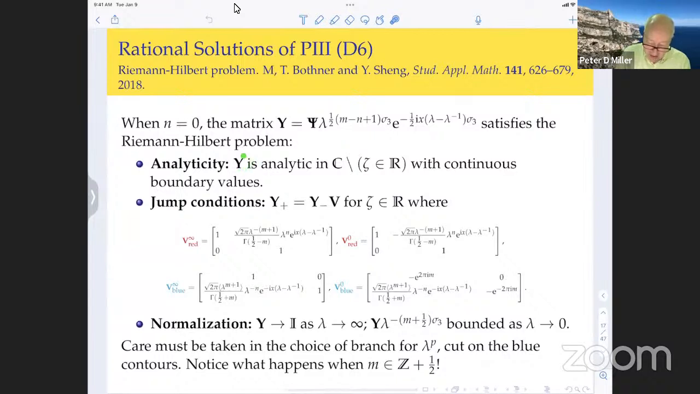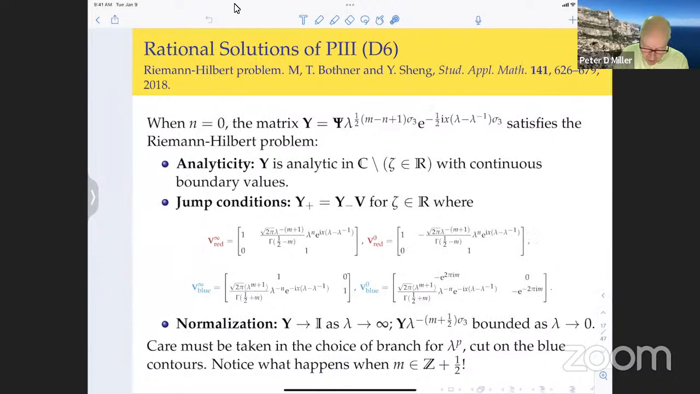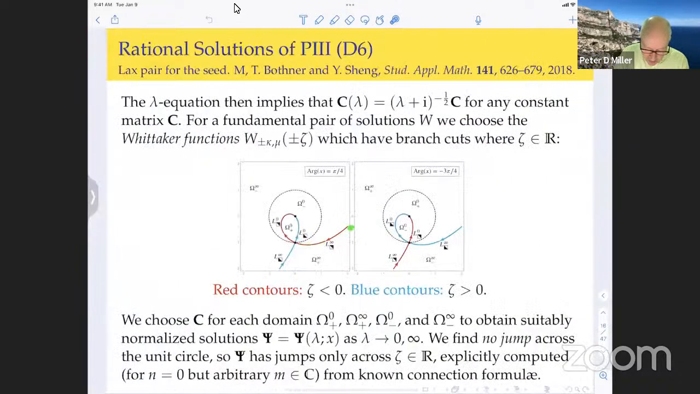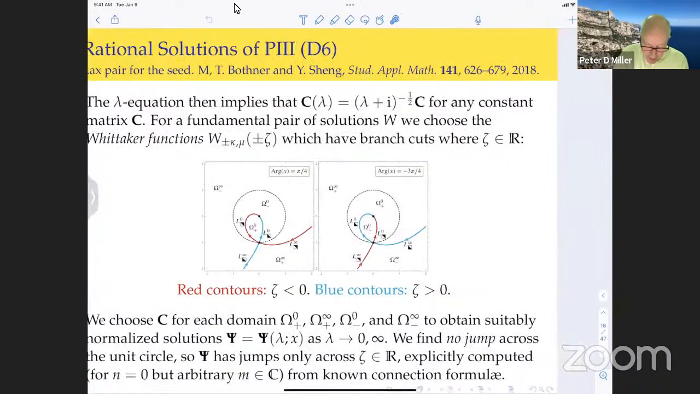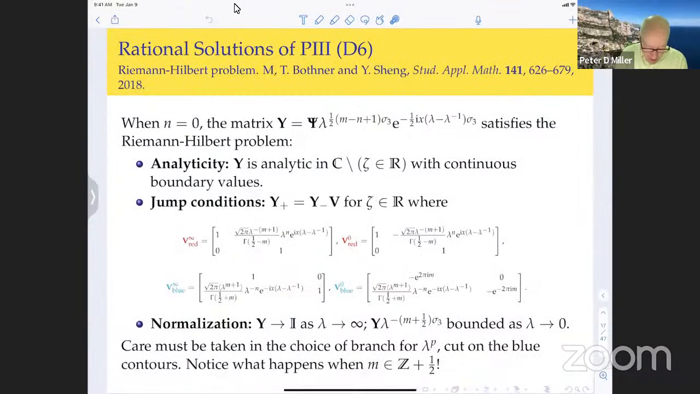So Y is going to be analytic in the complement of this contour, which is just the image of the real line for zeta. It takes continuous boundary values on either side. And then there are jump conditions. Y plus is Y minus times the matrix V. And the V is really 4 matrices because there are 4 pieces of this contour. There's 2 red parts, an arc that connects to infinity and 1 to 0, and likewise these 2 blue arcs like that. So correspondingly 4 jump matrices, and they're either upper or lower triangular, as you can see here. So they're really Stokes matrices for the problem.